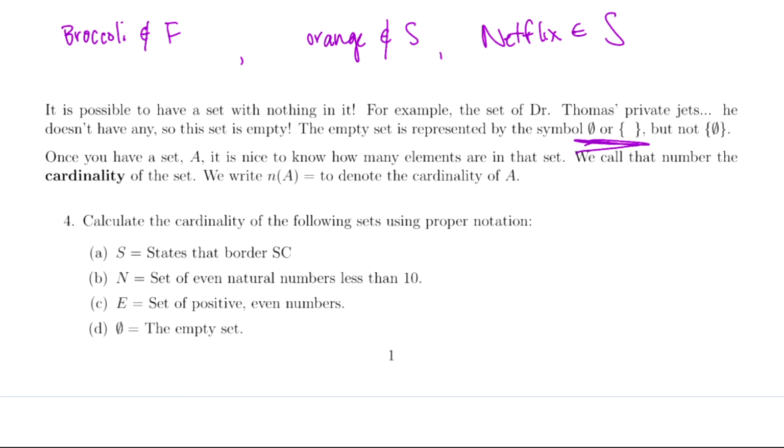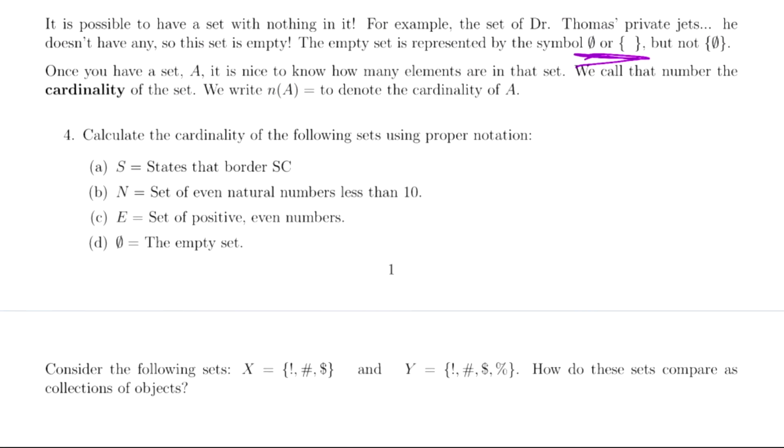Okay, so if you have a set, you want to know how many elements are in it. That's cardinality. That's n(A), the number of elements in A, and that's how we denote the cardinality. So for the states that border South Carolina, I'm not sure how many there are. But you would do n(S) is equal to, what, Georgia, North Carolina, is that it? 2?